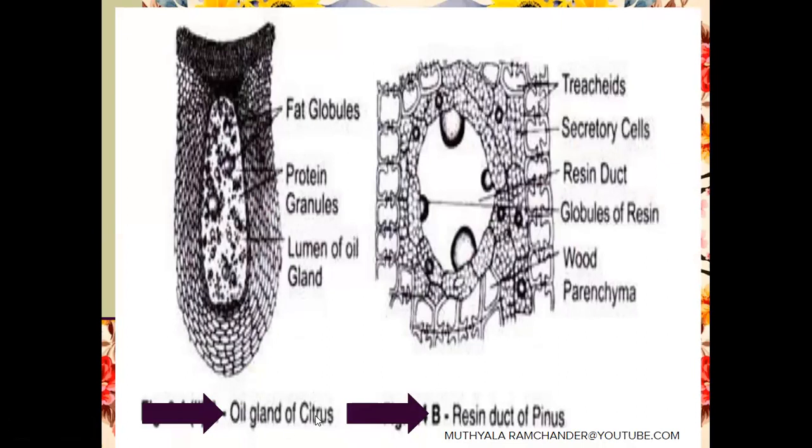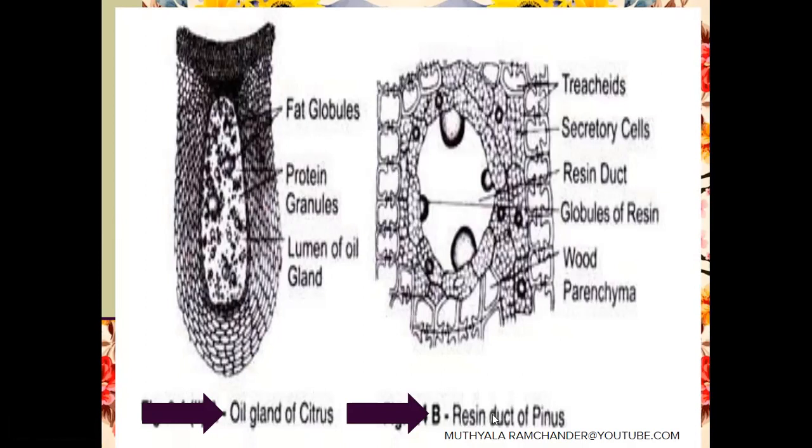Lysigenous cavities are identified in citrus. See, in citrus fruits, some cells are lysed. They produce a cavity-like structure. The cavity is filled with oil. So the cavity is formed by the lysis of cells. This type of gland or tissue is called lysigenous cavities. They are identified in citrus. They are filled with oil, so these are also called oil glands.